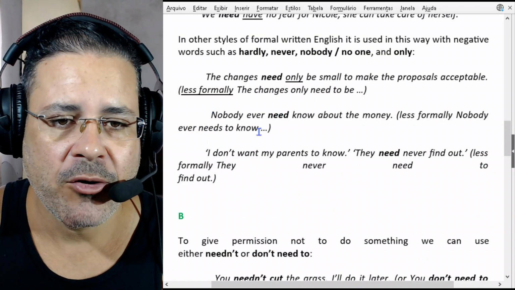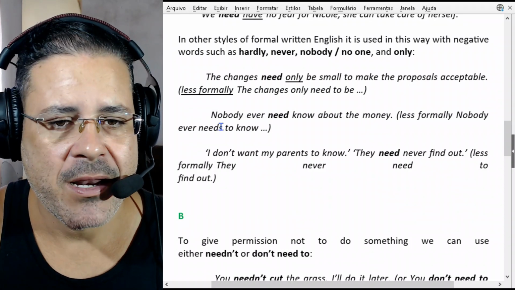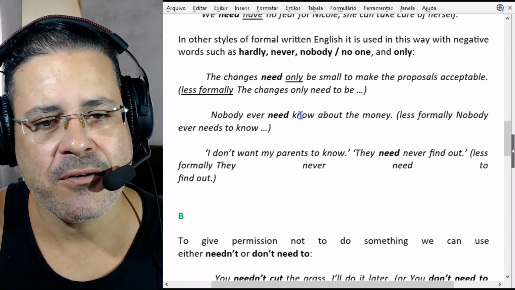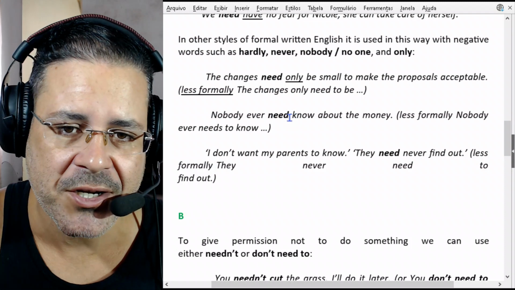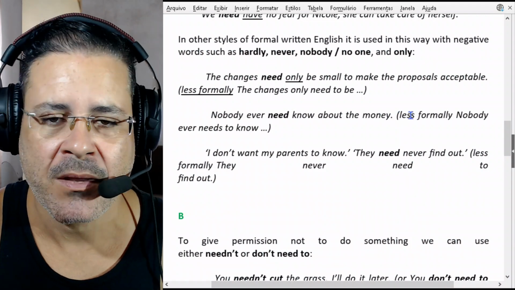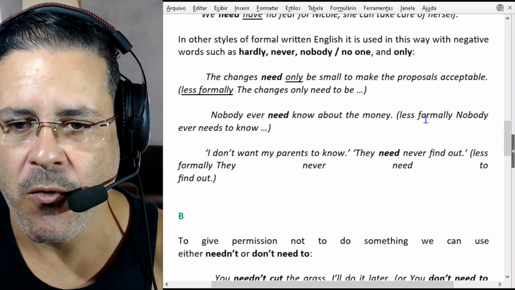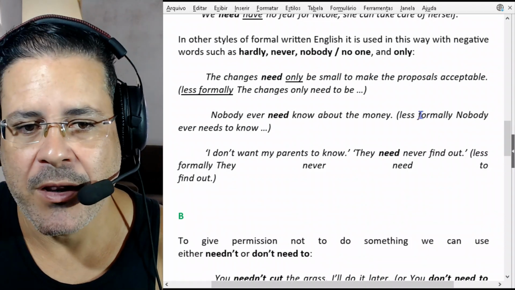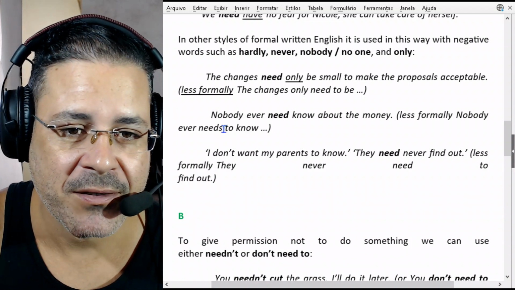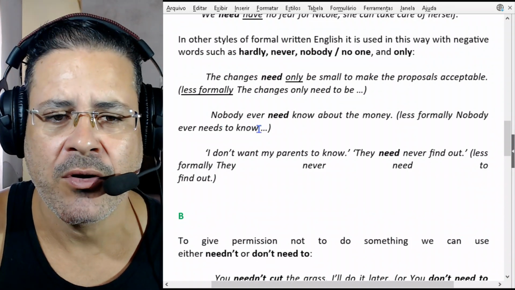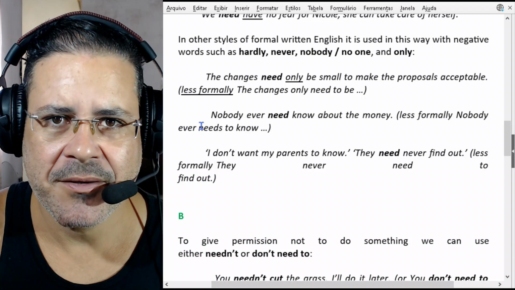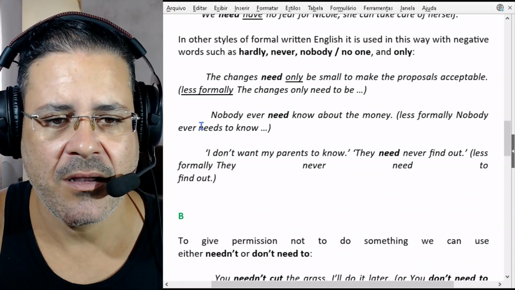Another example, nobody ever need know about the money. This is a modal verb because it's followed by a bare infinitive and it doesn't change its form. Now, if I want to put it less formally, for example, nobody ever needs to know about the money. Need now has an S and it's followed by a to infinitive. So you know now that this is not a modal verb. Need in that case is in its ordinary form.